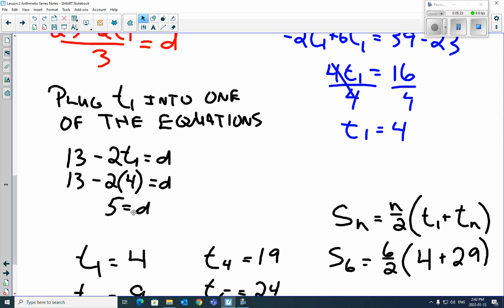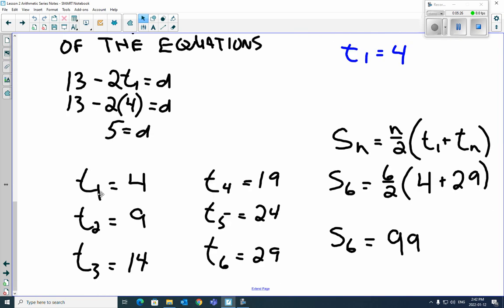So then we can go along and we can figure out what all the terms are. We could do it manually like this. T1 is 4, and we keep adding 5 to it. T2 is 9, T3 is 14, all the way up to T6.